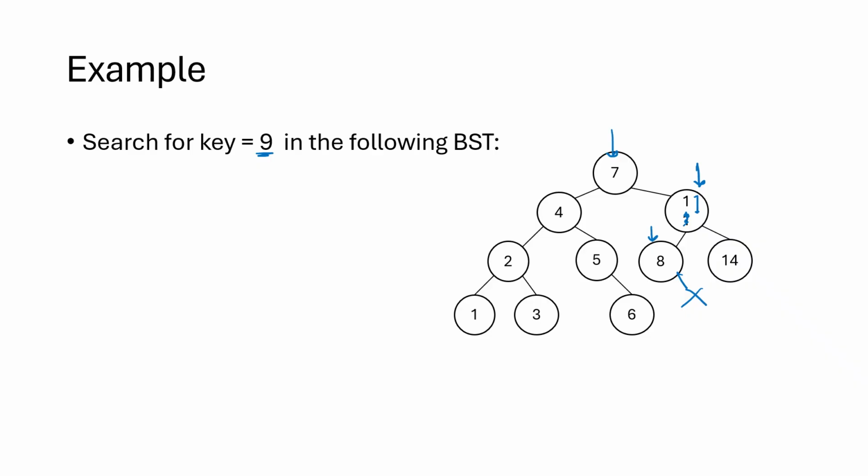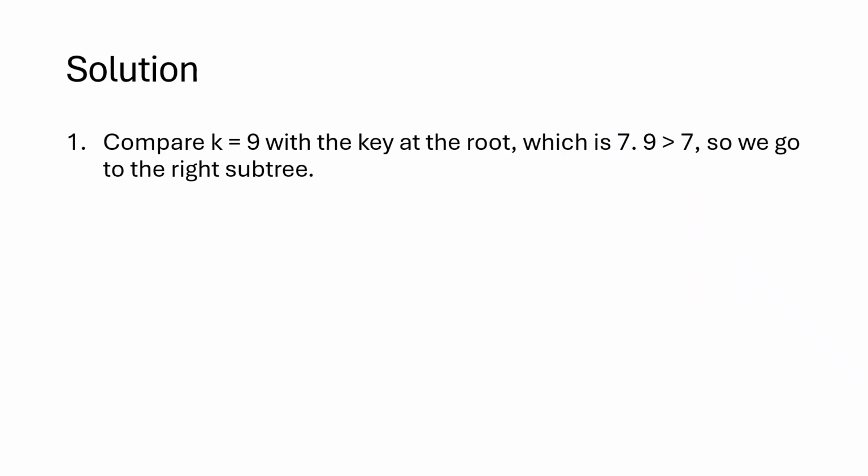And if you look at the entire tree, it should make sense, because the key 9 doesn't occur anywhere in the binary search tree. So it makes sense that the search should fail, actually. And here are the steps in more detail. So first, comparison with the root. 9 is greater than 7, so we go to the right subtree.